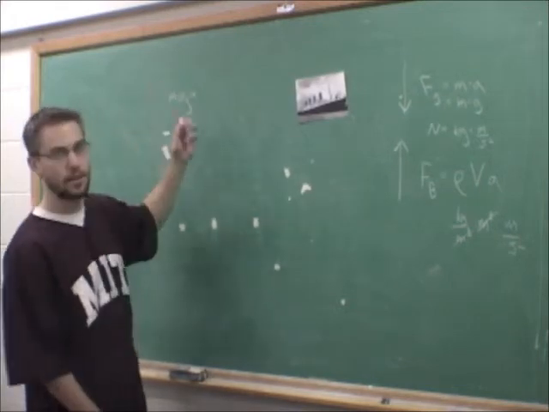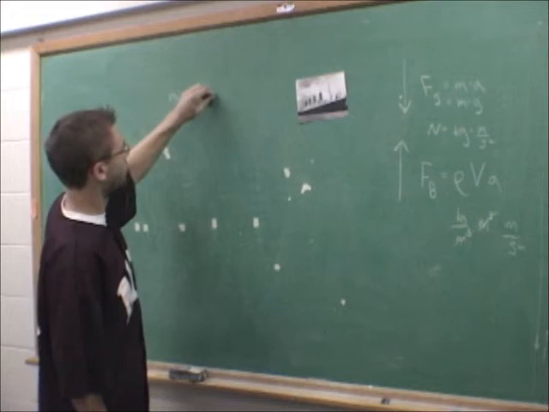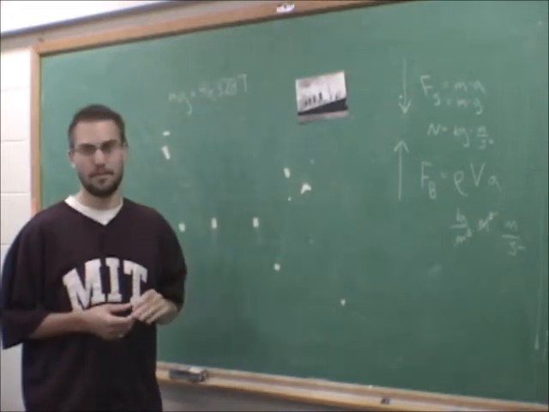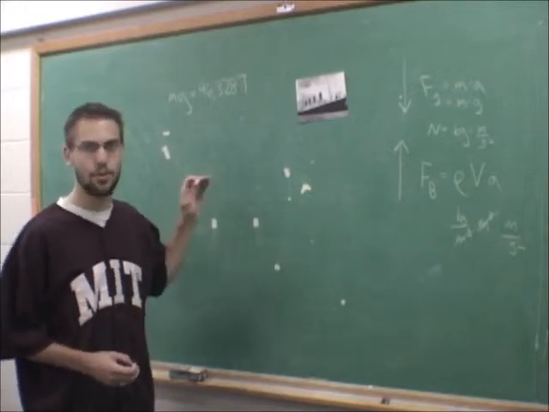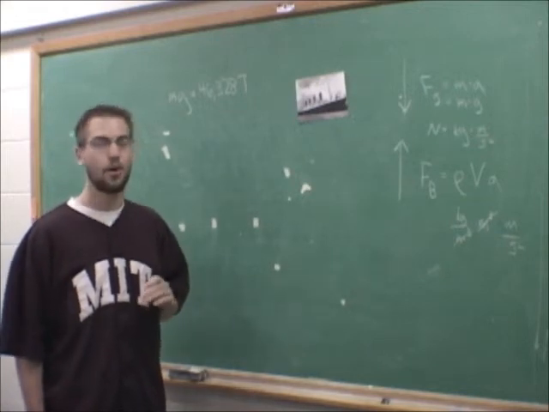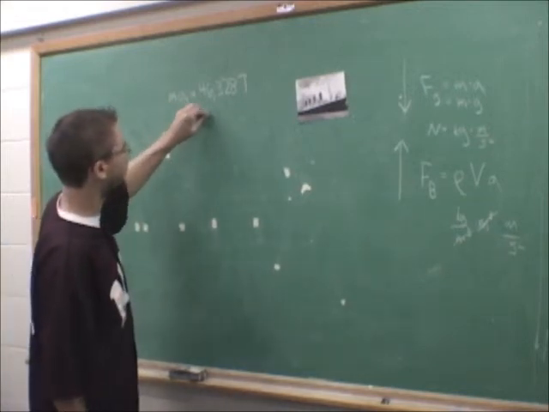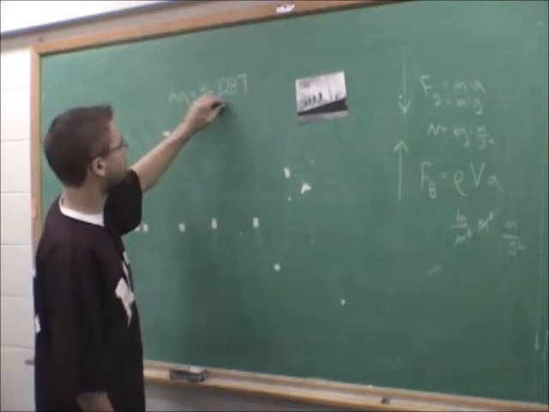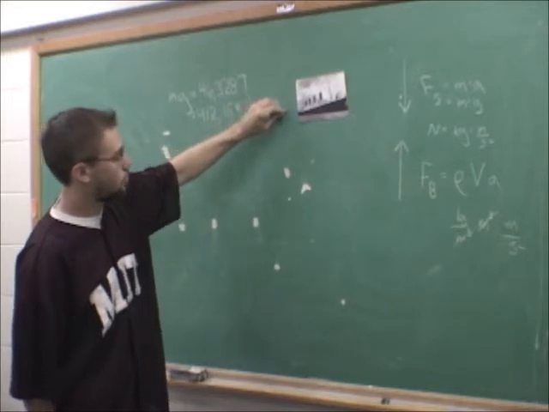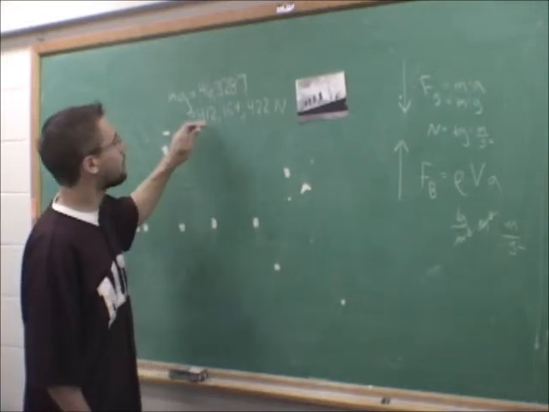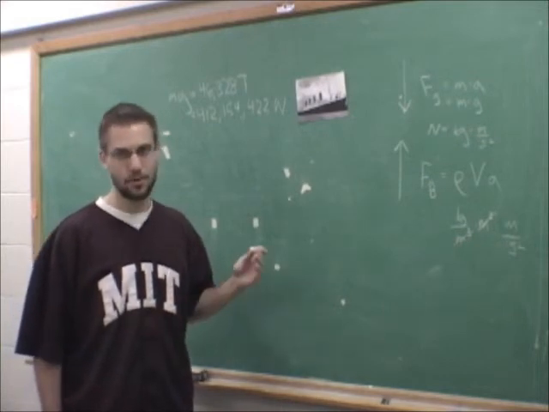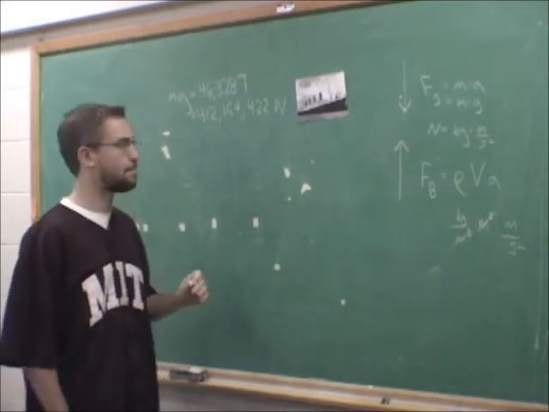If we go back to these equations that we had before, we have mg, which is the force of gravity, being 46,328 tons. We can convert that into a unit that makes a little bit more sense, and that's equal to 92,656,000 pounds, or 412,154,422 newtons. That is a humongous ship. So how do you keep a ship that weighs 412 million newtons above water? The answer, of course, is using the idea of buoyancy.